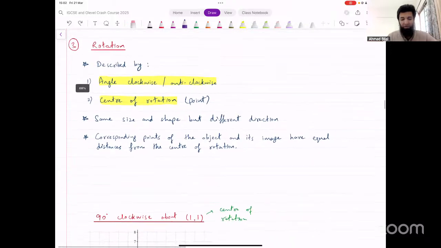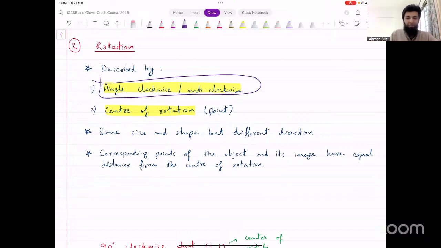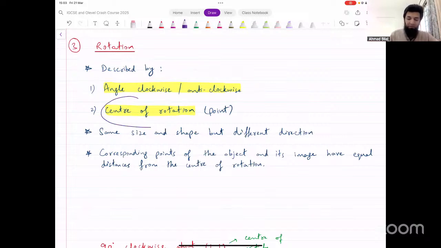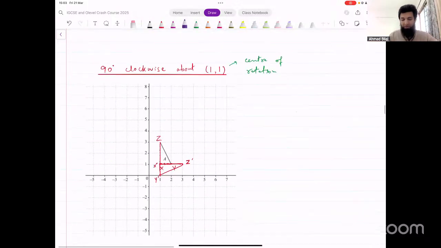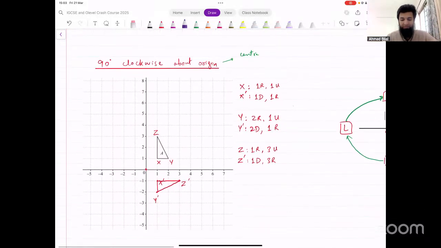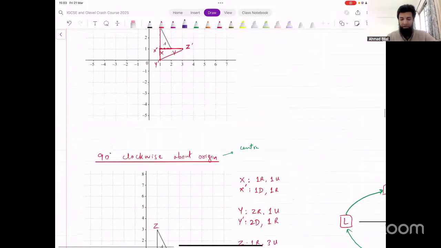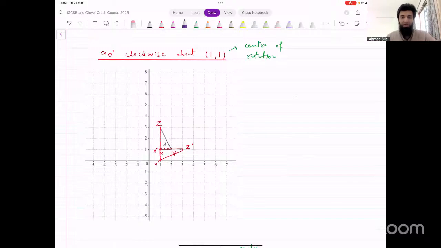We talked about rotation next. Rotation is described by the angle, and then you also have to specify if it's clockwise or anti-clockwise. That's important. And the center of rotation. You need two things for rotation. We discussed a number of different types of rotations: 90 degrees clockwise, 90 degrees anti-clockwise. It could be about origin, it could be about any other point.